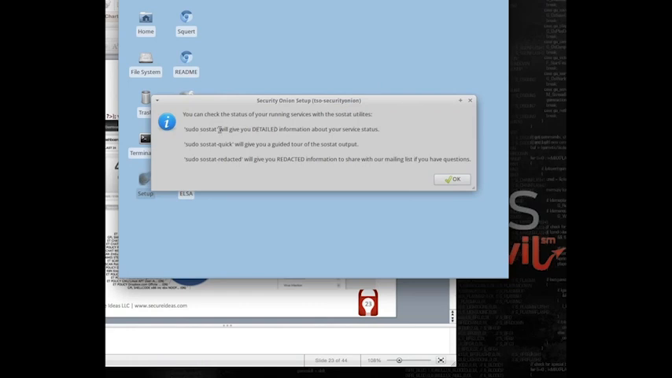All right. So here's some options that it's telling us too, some helpful hints. Sudo so-stat to give you detailed information about what all the services are doing. so-stat -quick guided tour, redacted. This is pretty handy. If you had something you need to send out to a mailing list for some help, run it with the redacted option. That way you're not going to share any confidential information about your environment.